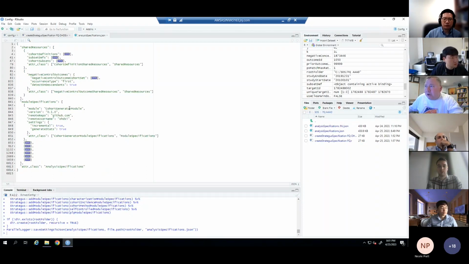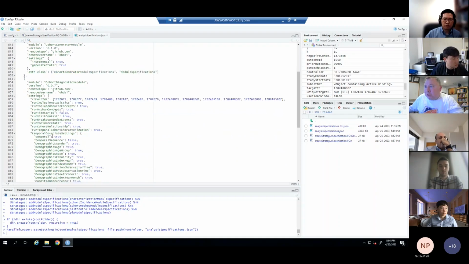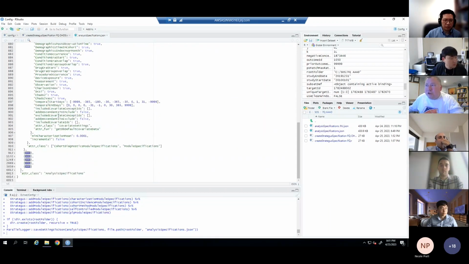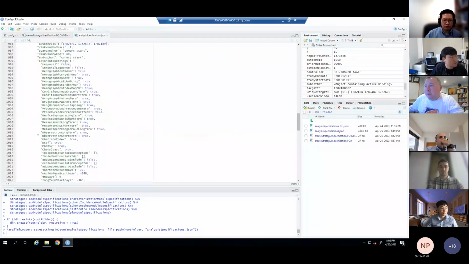We can see here that we're going to run cohort generator module to instantiate all the cohorts. We're going to run the cohort diagnostics module, and you can see all of the design choices that go into that module that are enumerated here. We're going to run the characterization module, and you can see the various parameters here.